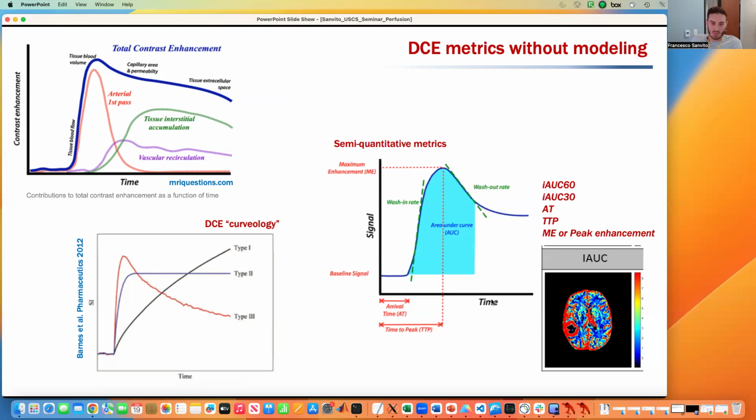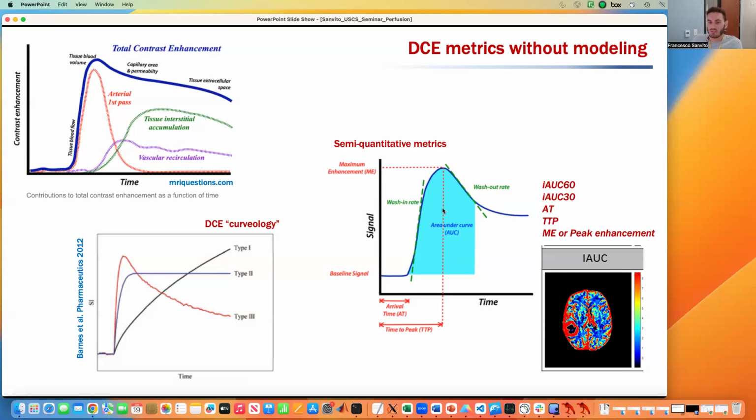Using the time intensity curve, you can also derive some metrics called semi-quantitative metrics that can quantify certain aspects and characteristics of this curve. The most used of these metrics is IAUC 60, IAUC 30. What it means is that we calculate the integral, so the area under the curve of the time intensity curve, from the bolus arrival, so from the contrast agent arrival, to a certain amount of time, so 60 for 60 seconds, 30 for 30 seconds.